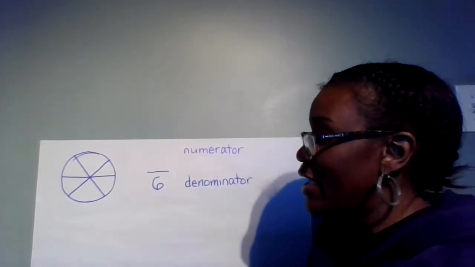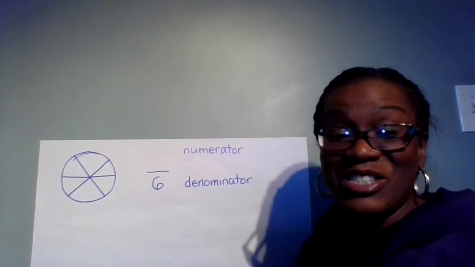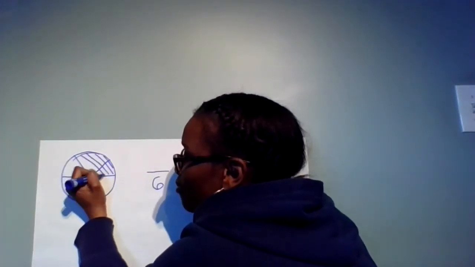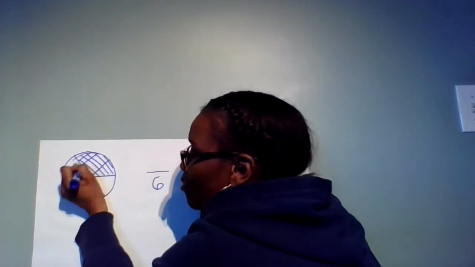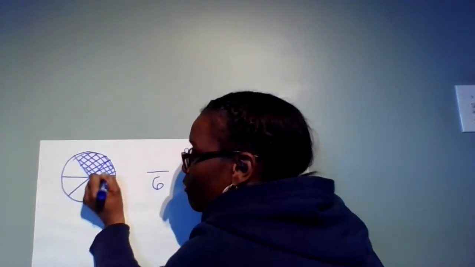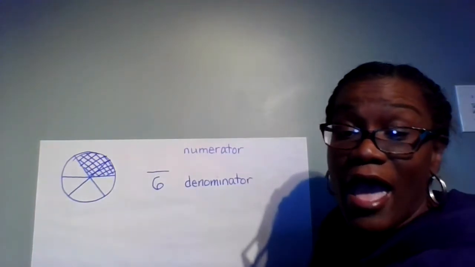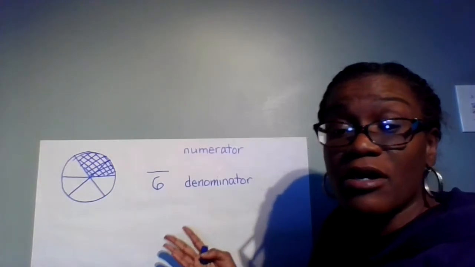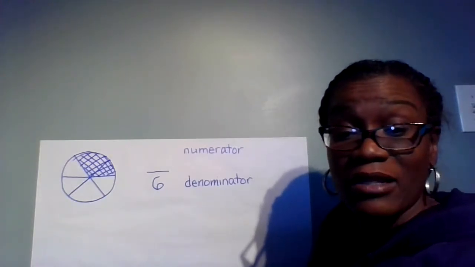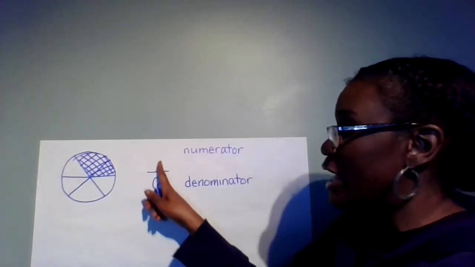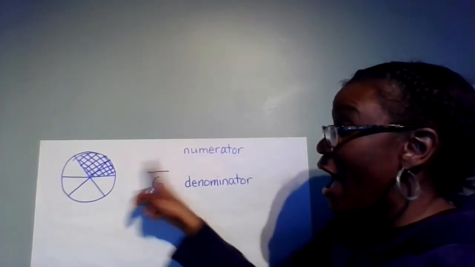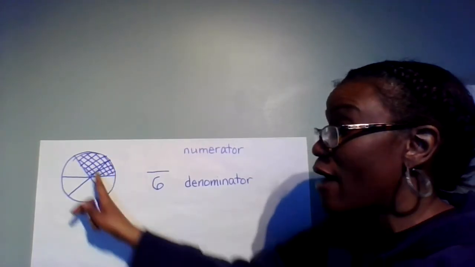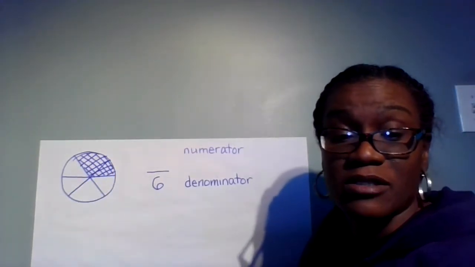And let's say I ate 2 pieces. So I'm going to shade. Now, I could ask how many parts of the pizza did Miss Allen eat? And you would say 2/6. I ate 2/6 of the pizza. I ate 2 out of the 6 pieces of pizza.